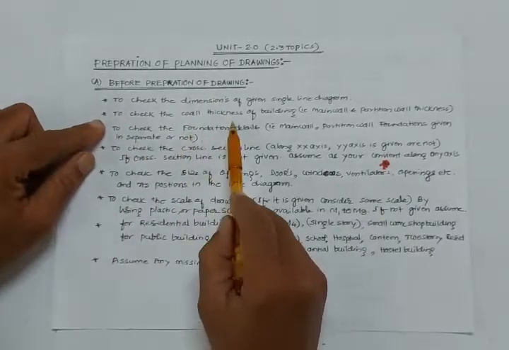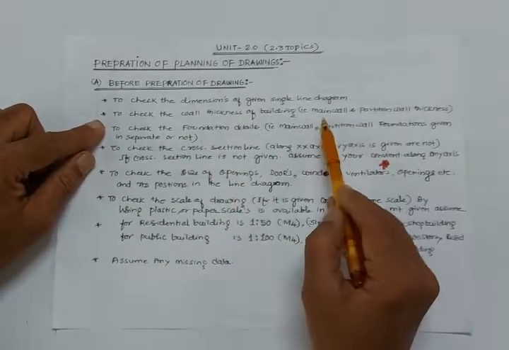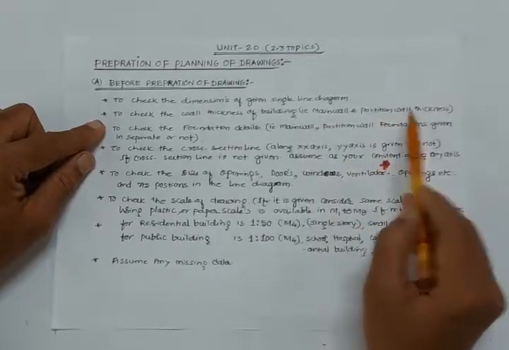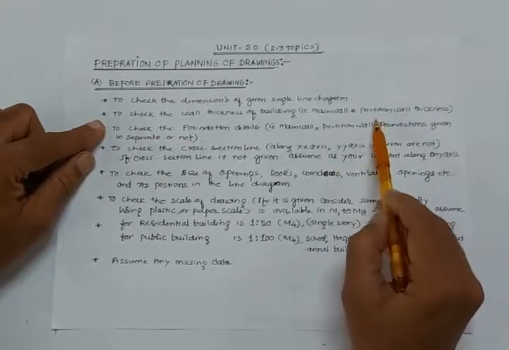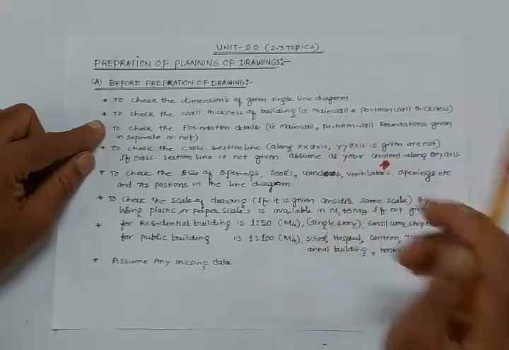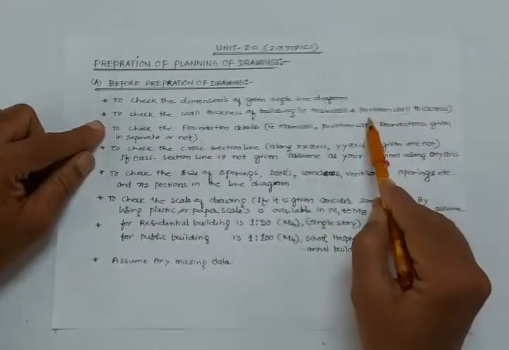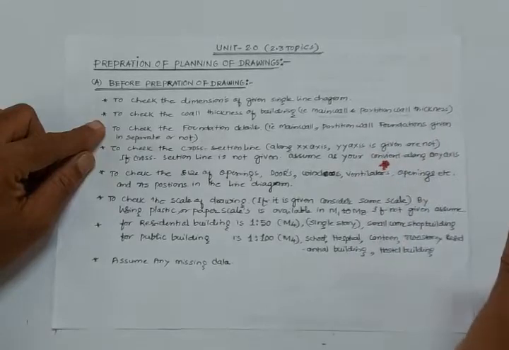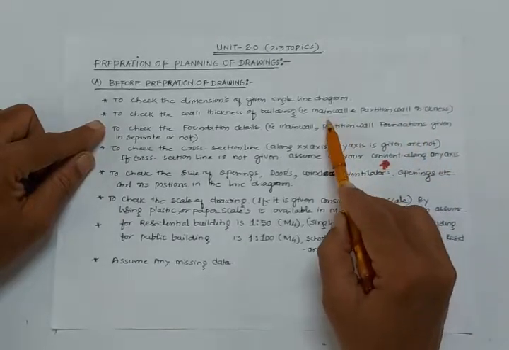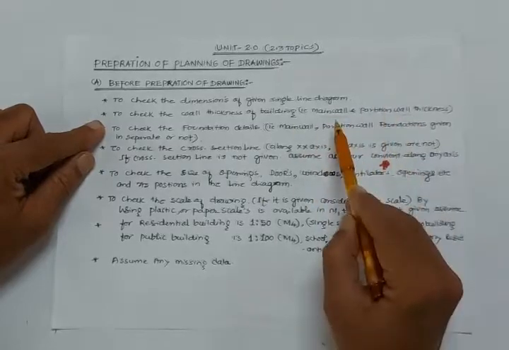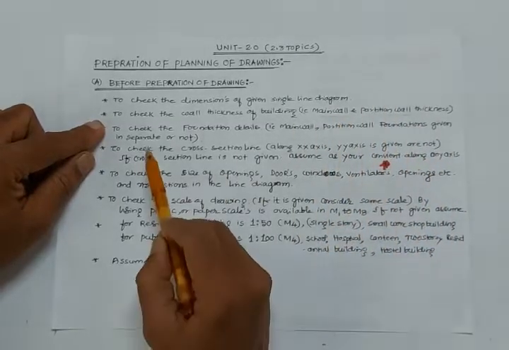And to check the wall thickness, how much is given. Suppose this is the main wall and the partition wall. There are two types of walls. Sometimes only one wall will be given. Suppose the main wall thickness is given, and the partition wall thickness is given. Sometimes only one main wall is given. Then all walls should be main walls, meaning only one wall thickness is given.